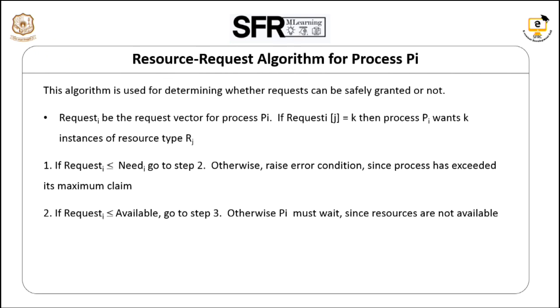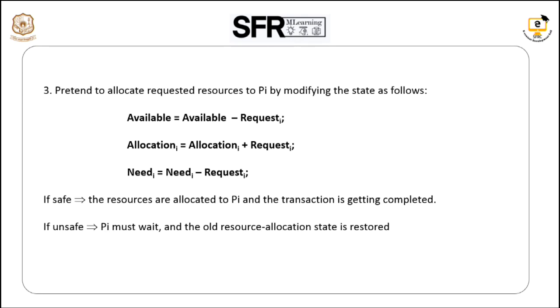Second point, if request i is less than or equal to available, go to step 3, otherwise Pi must wait since the resources are not available. Step 3. Allocate the requested resources to Pi by modifying the state as follows. Available equals available minus request. Allocation i equals allocation i plus request i. Need i equals need i minus request i.